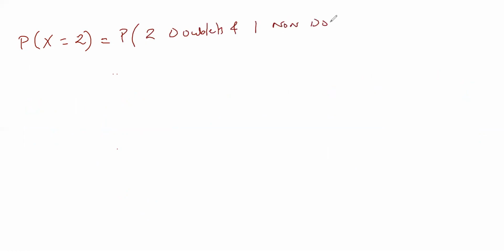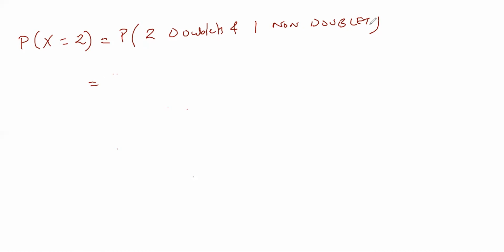P of x is equal to 2. X is what? X is the event of getting a doublet. So I'm getting here 2 doublets and 1 non-doublet. Kindly ignore my spelling if there is any wrong.